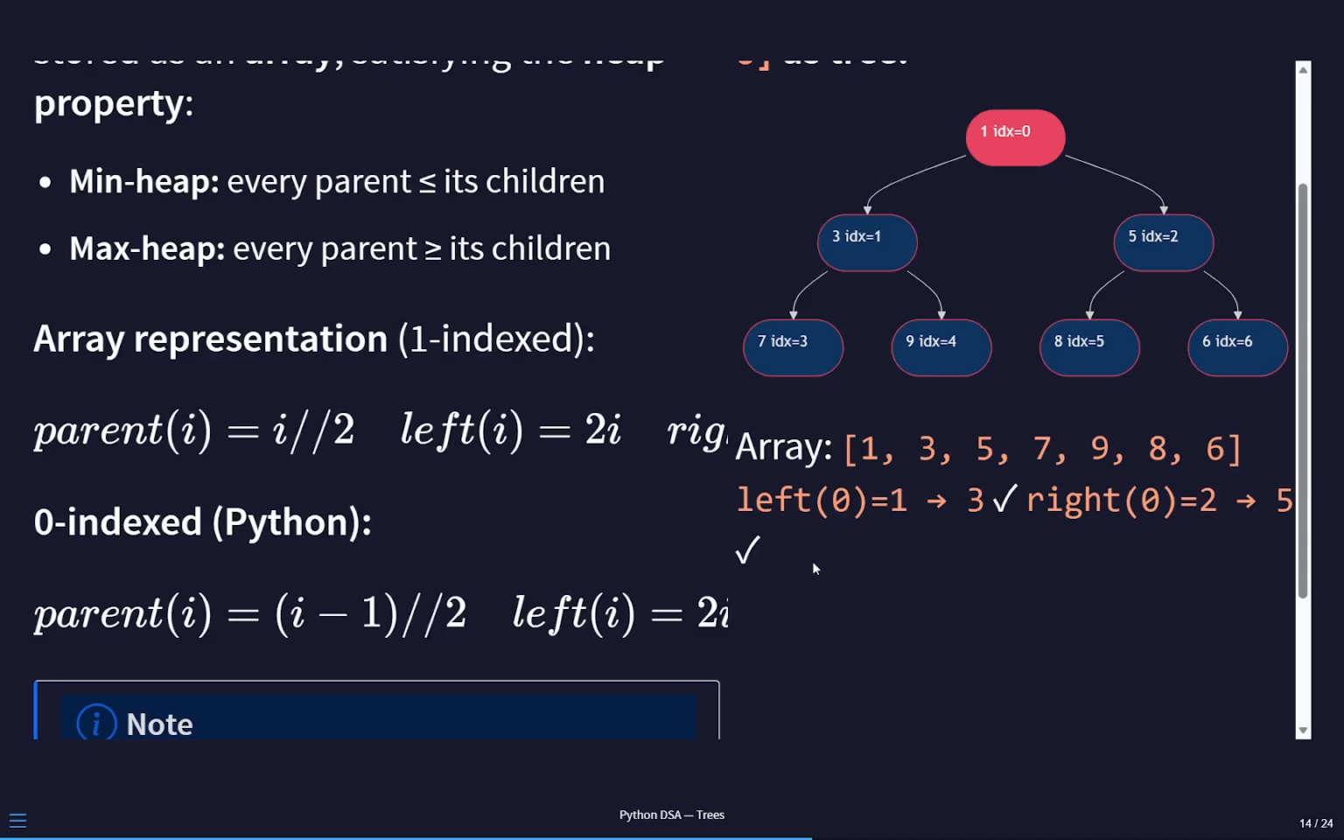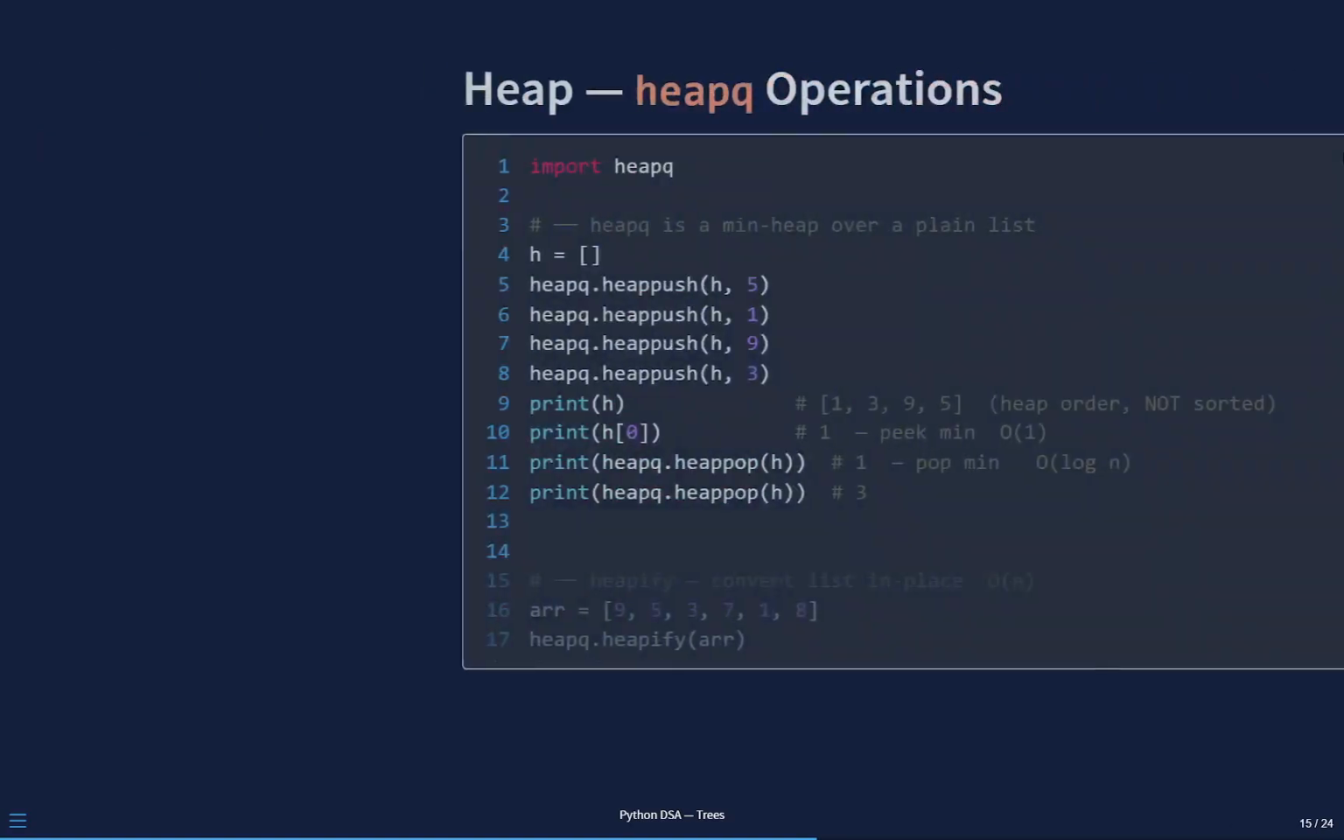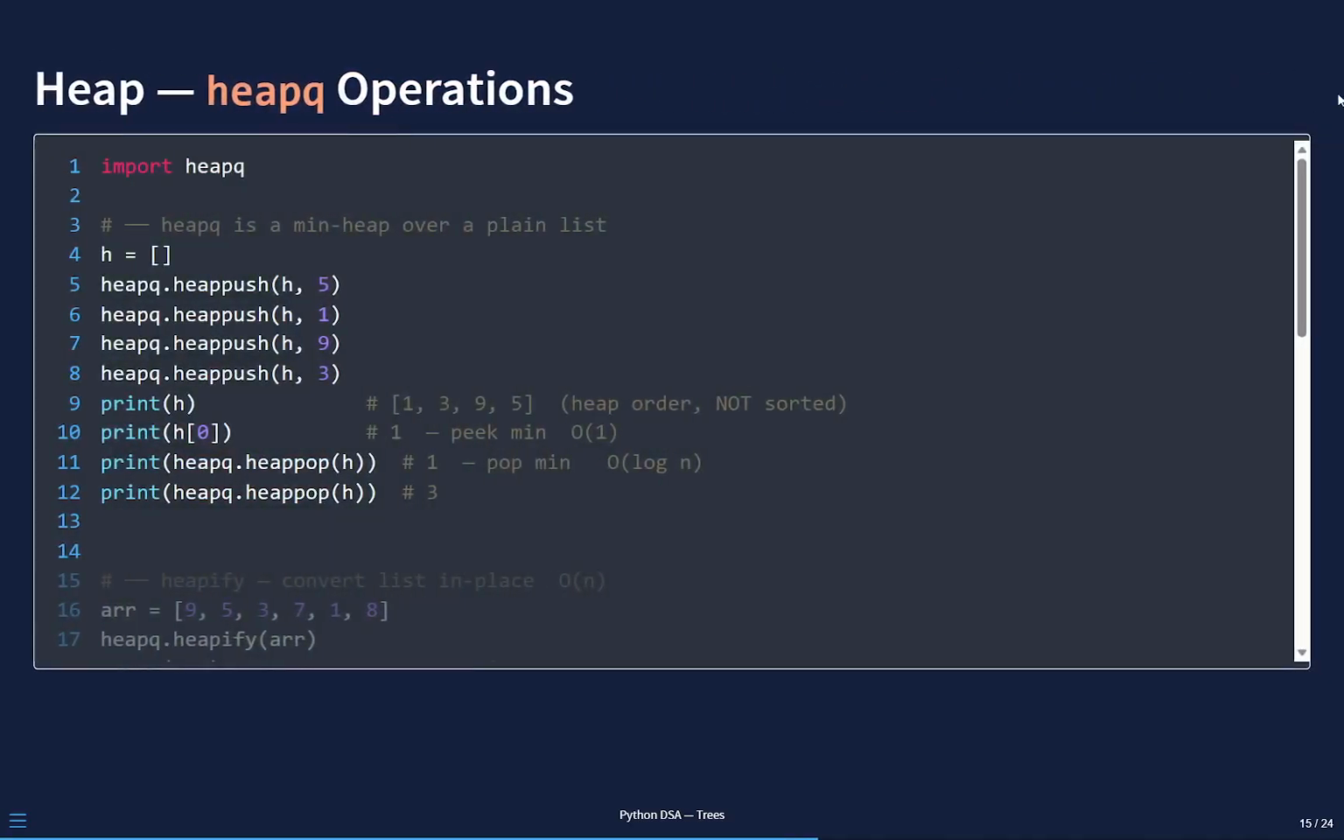Click. The callout: Python's heapq module implements a min heap directly over a plain Python list. You don't need to import a special class. Any list can be a heap once you call heapify on it or use heappush to populate it. The smallest element is always at index 0. The complete heapq API in one slide.